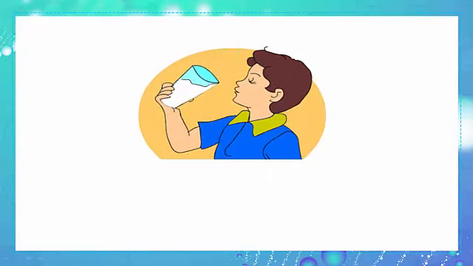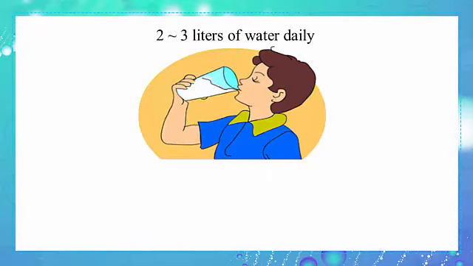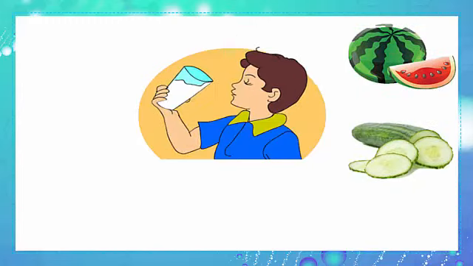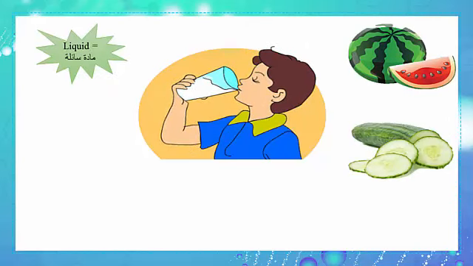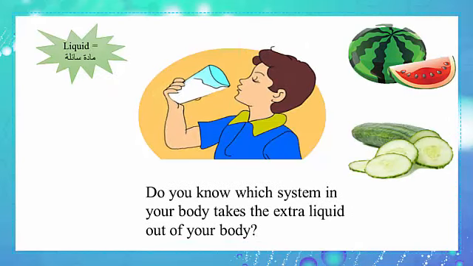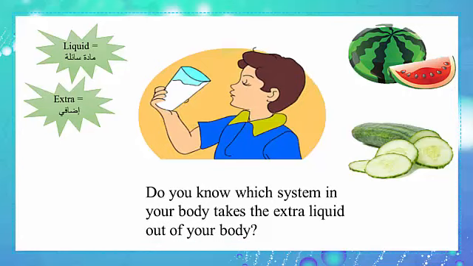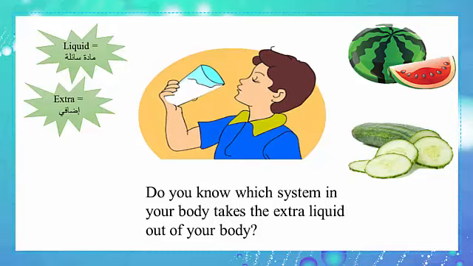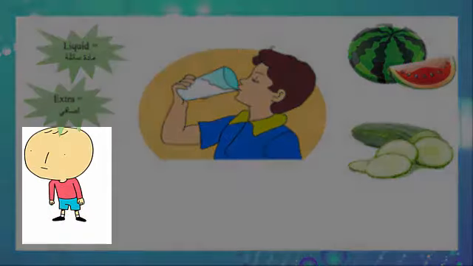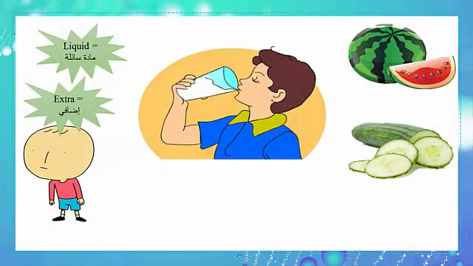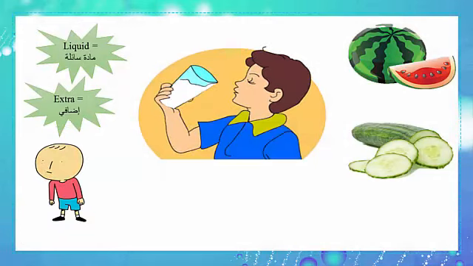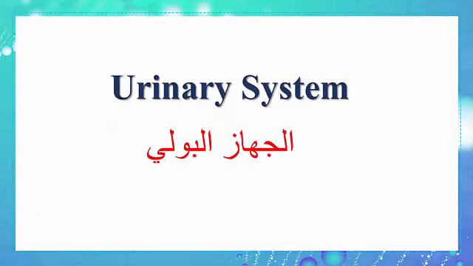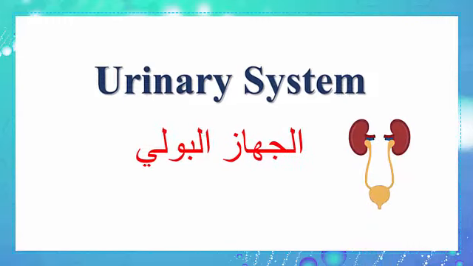Do you know that our bodies need 2 to 3 liters of water daily? Did you know that most of the food we eat contains a lot of liquid? Do you know which system in your body takes the extra liquid out of your body? Imagine what would happen if all the liquid stayed in our body. No, it does not happen like that. Our body contains certain parts that get rid of extra liquid. All these parts are parts of the urinary system.